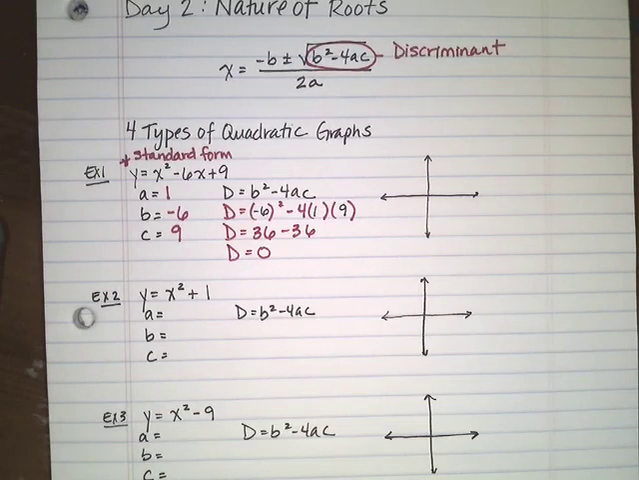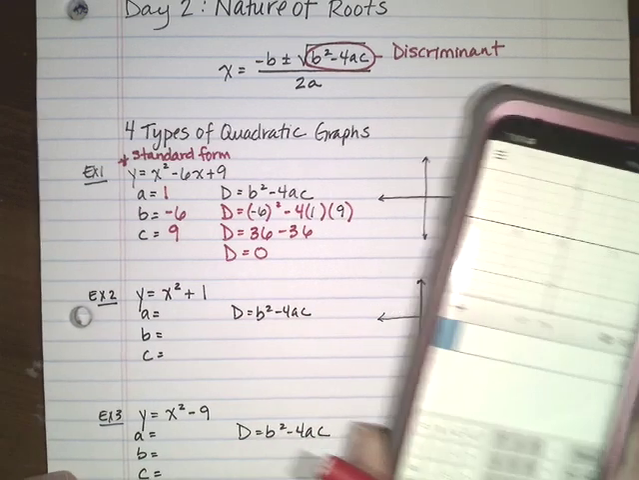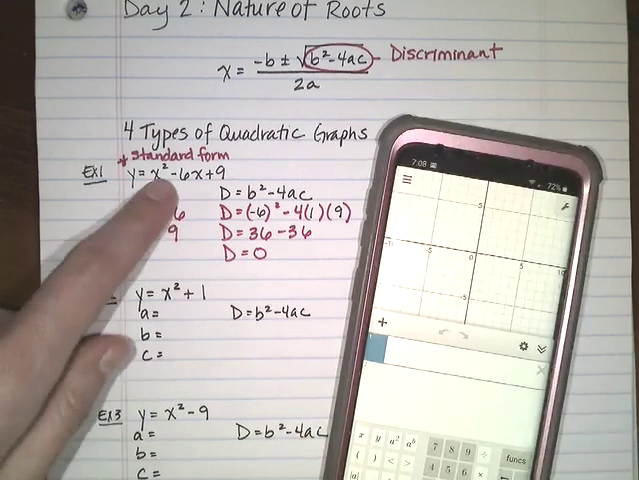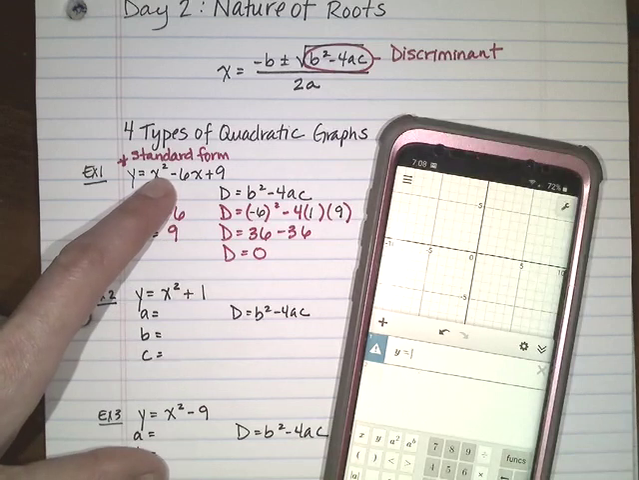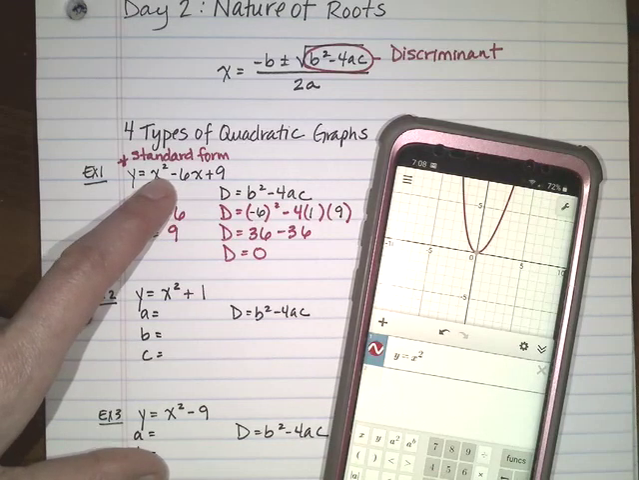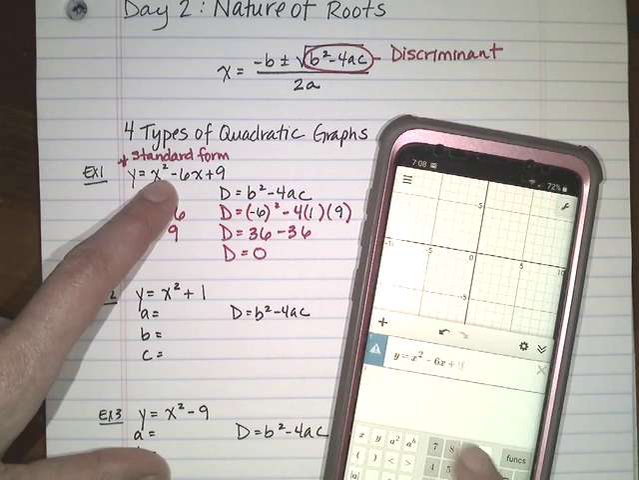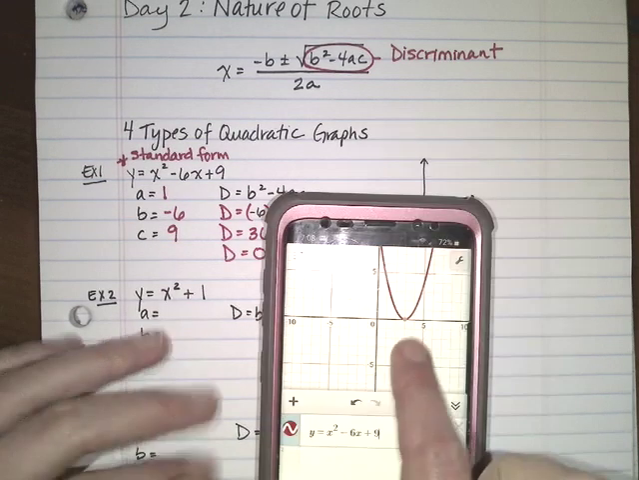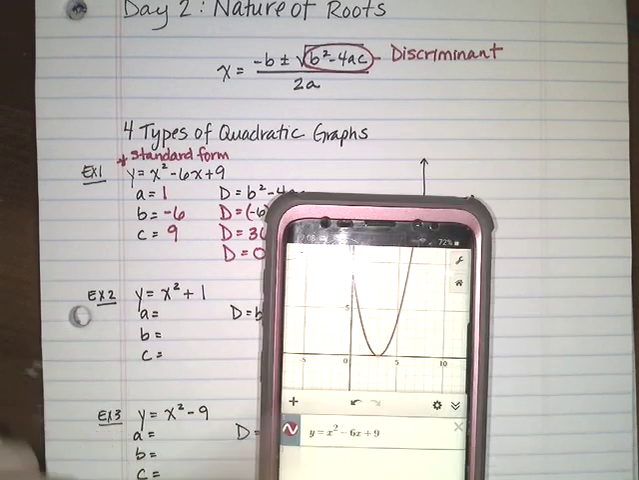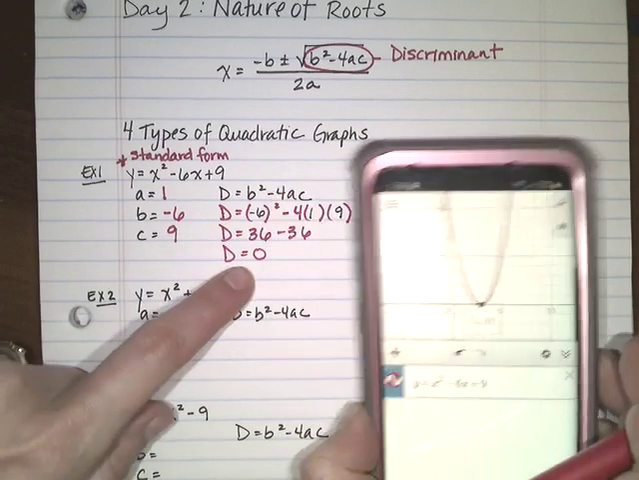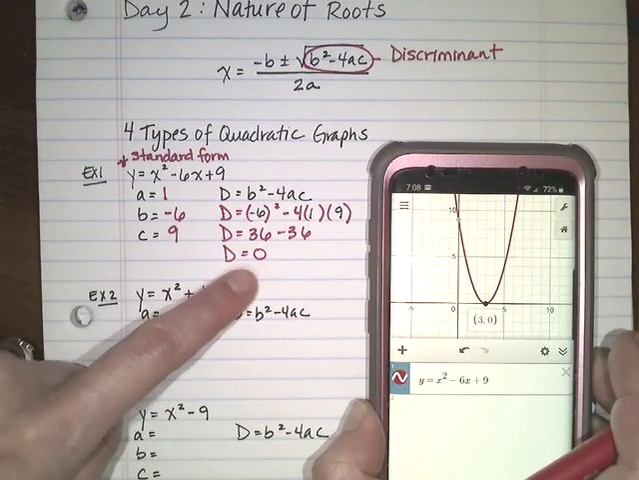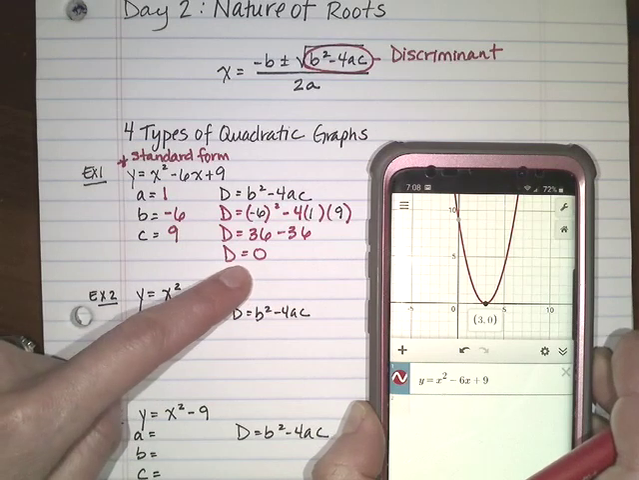Now, when I graph, where did my Desmos go? Here we go. When I graph the graph y equals x squared minus 6x plus 9, I get a nice graph like this. Now this nice graph, notice it has 1 root. That's what's always going to happen when you have a discriminant of 0.